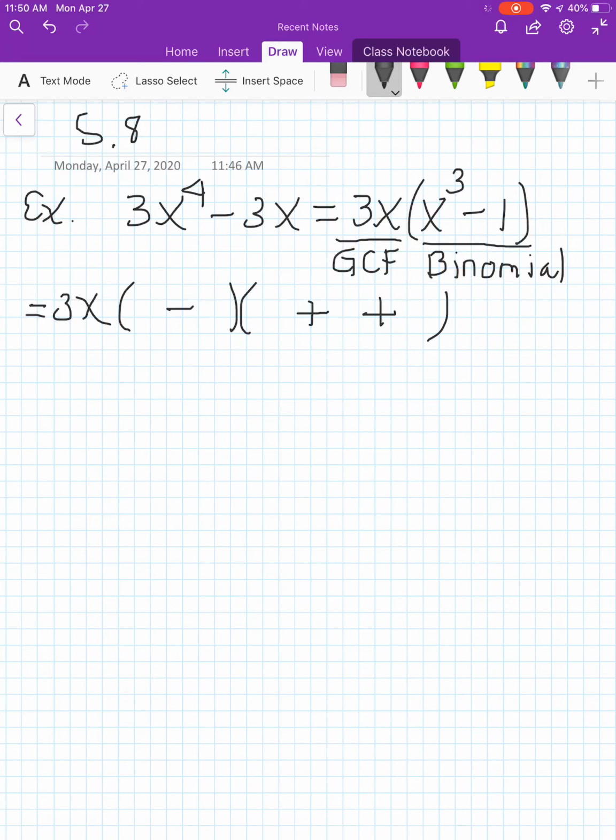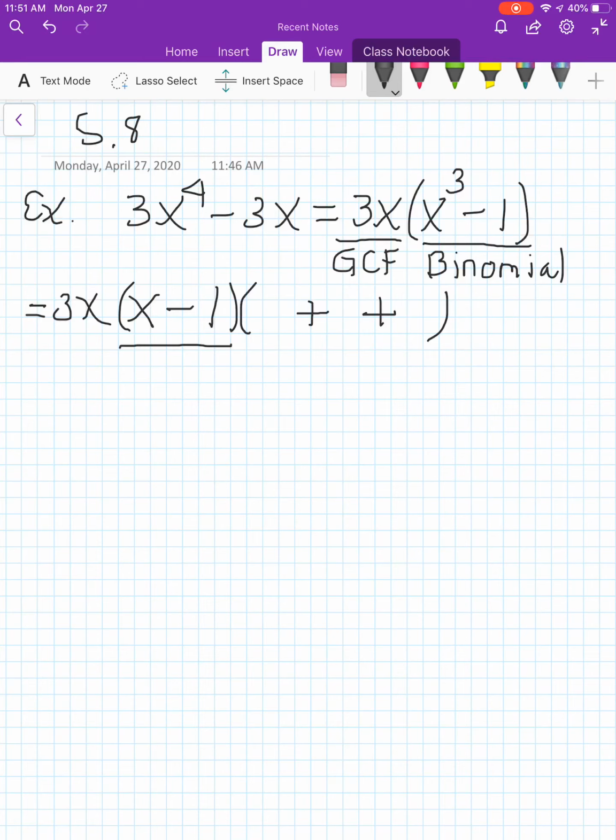Now, the binomial here, this factor, comes from the original problem, the original difference of cubes. Look at the first term. And so you ask, what's being cubed in the first term in the binomial? x. And then what's being cubed in the second term in the binomial? 1.